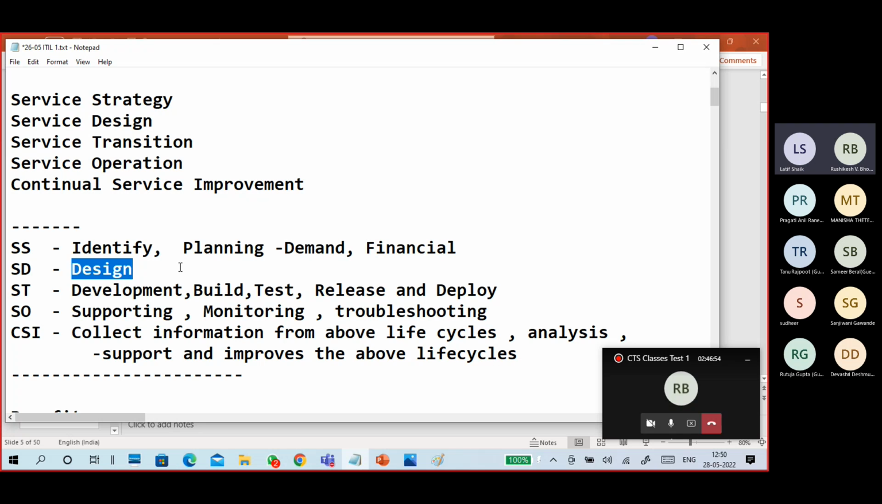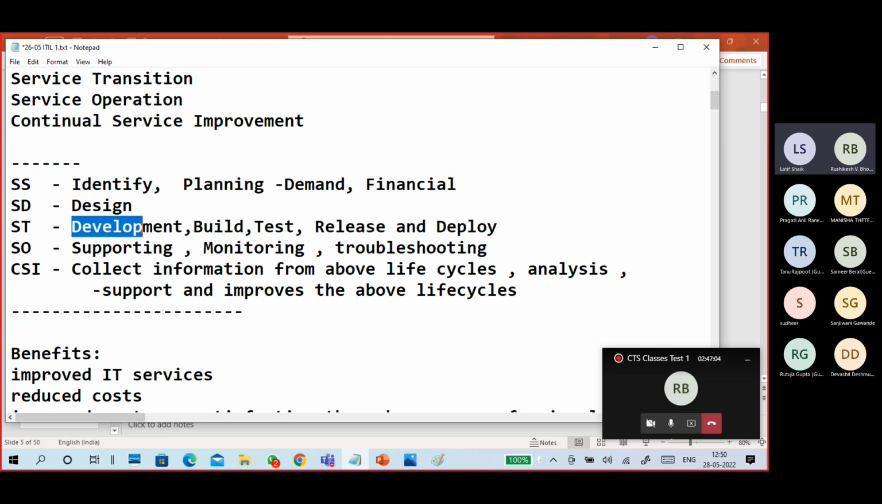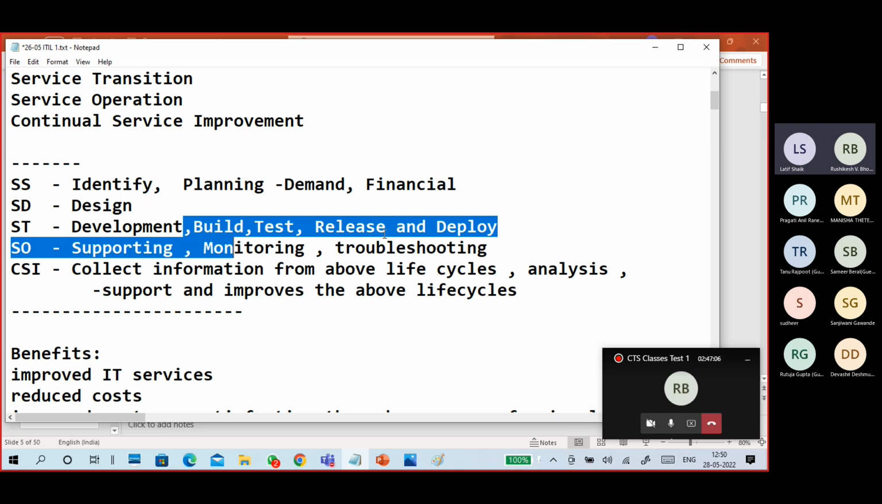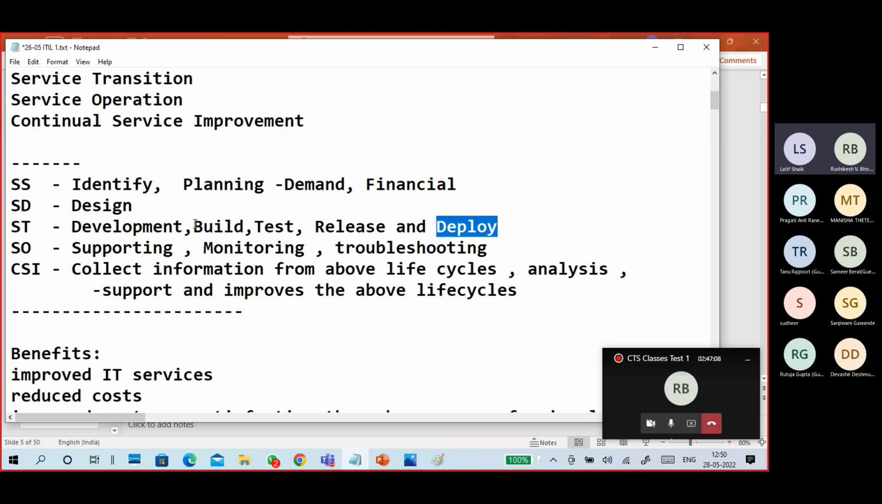Designing the service, whether it is a new service or an old service, or you are redesigning it, you have to compulsorily design the service. According to the design, you have to develop, meaning build and deploy. So the exact words are build and deploy.